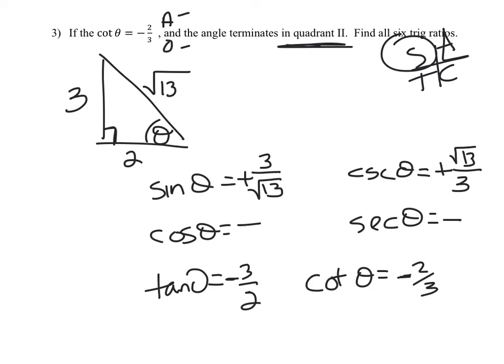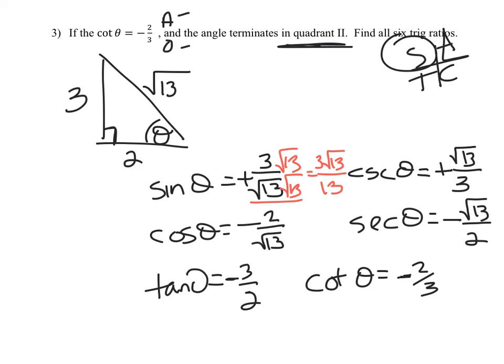Now, we don't particularly like the way this looks, so rationalizing that denominator, multiply the top and the bottom by radical 13, so it's 3 radical 13. Remember, radical 13 times radical 13 is just 13. That's it. The cosine is adjacent over hypotenuse, and just flip it and you get this one. I like to flip before I rationalize because it's easier.